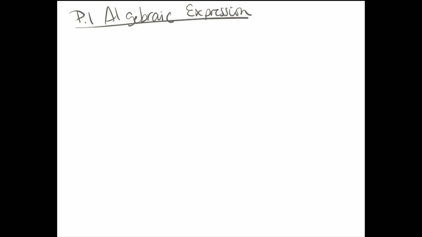So we know in algebra, they like to use letters, for example, x's and y's, in order to represent numbers, and then we call those numbers variables. So to start with, we're going to talk about order of operations.